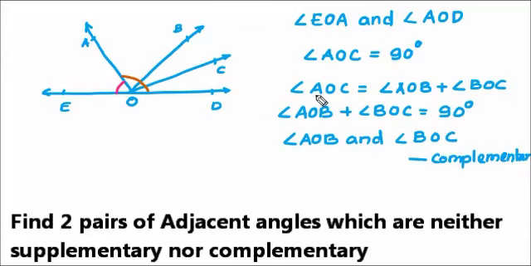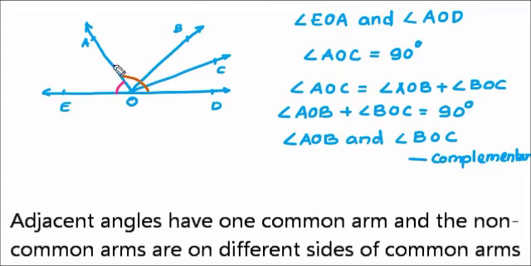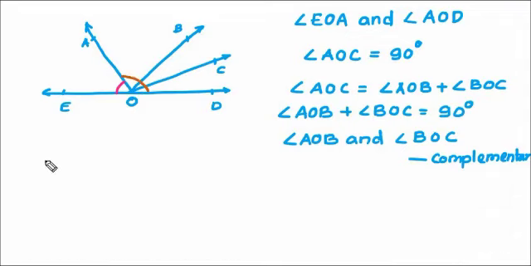The next one is two pairs of adjacent angles which are neither supplementary nor complementary. So this pair is out of question, this pair is out of question. Now, adjacent angles. What is the definition of adjacent angle? It should have one common arm and the non-common arms should lie on either side of the common arm. So if you see angle EOA, between these two angles, OA is a common arm and OE and OB, which are non-common arms, are on two different sides of OA.